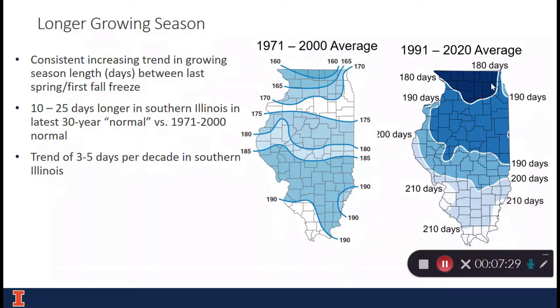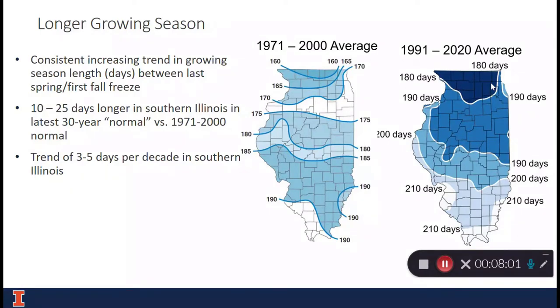What we can see here is that throughout Illinois, we see an increase in that growing season length. That's because the last spring freeze is occurring earlier and earlier in the spring, and the first fall freeze is occurring later and later in the fall. So, for example, for southern Illinois, we see that the growing season just over the last 50 to 60 years has increased by 10 to 25 days. And so a significant increase in that growing season length. That's a trend of about 3 to 5 days per decade in southern Illinois.